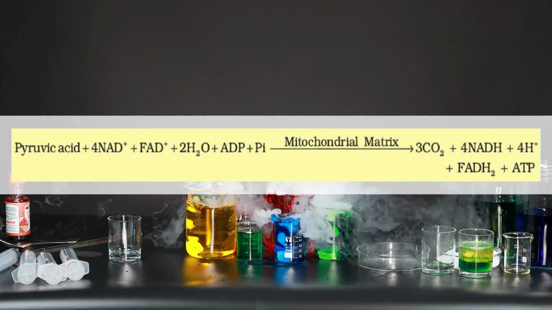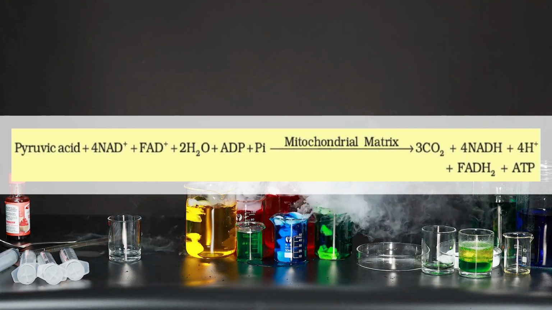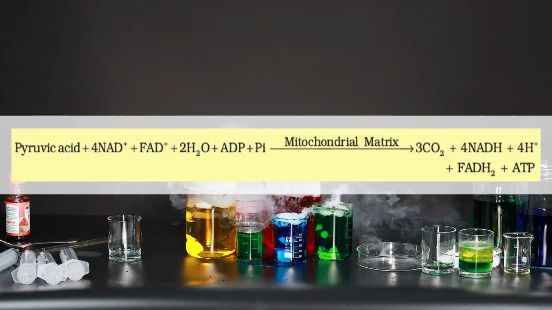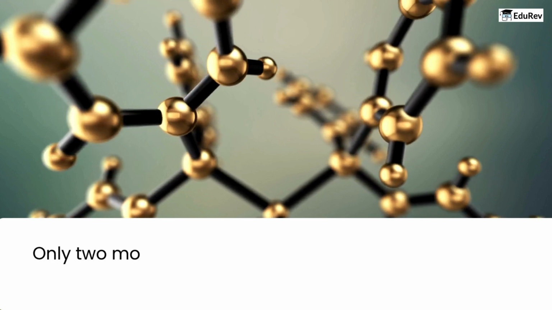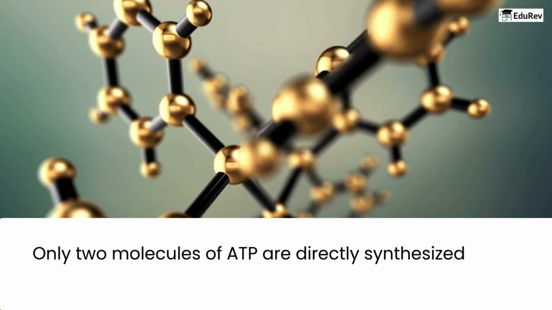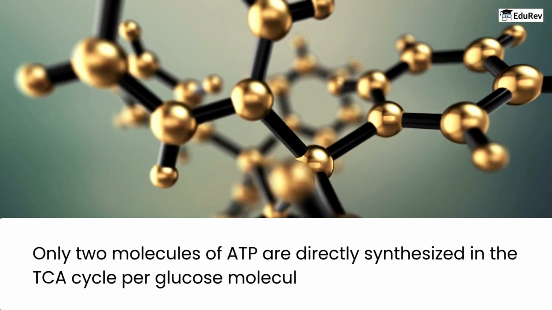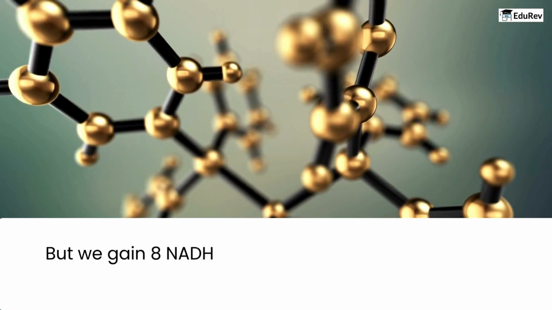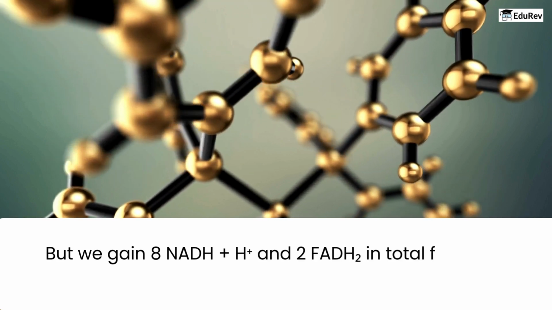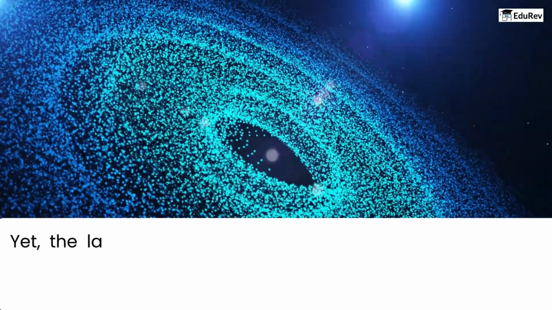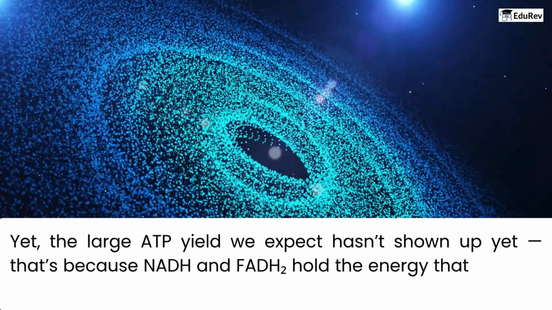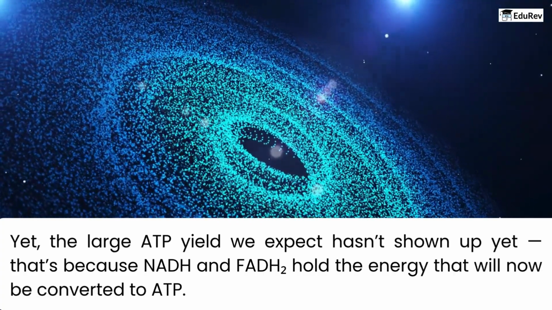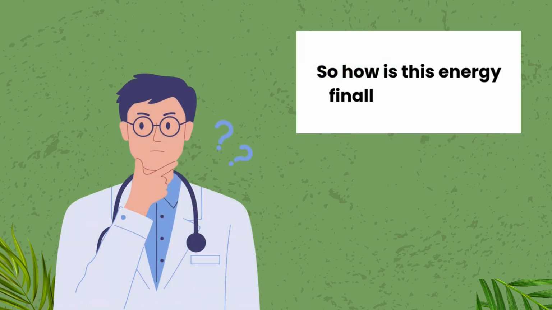As you can see in the reaction, this entire cycle can be summarized with the full equation involving pyruvic acid, NAD+, FAD+, and ADP. Per glucose molecule, only two ATP are directly synthesized in the cycle. But we gain 8 NADH plus H+ and 2 FADH2 in total from this stage. Yet, the large ATP yield we expect hasn't shown up yet. That's because NADH and FADH2 hold the energy that will now be converted to ATP. So how is this energy finally harvested?